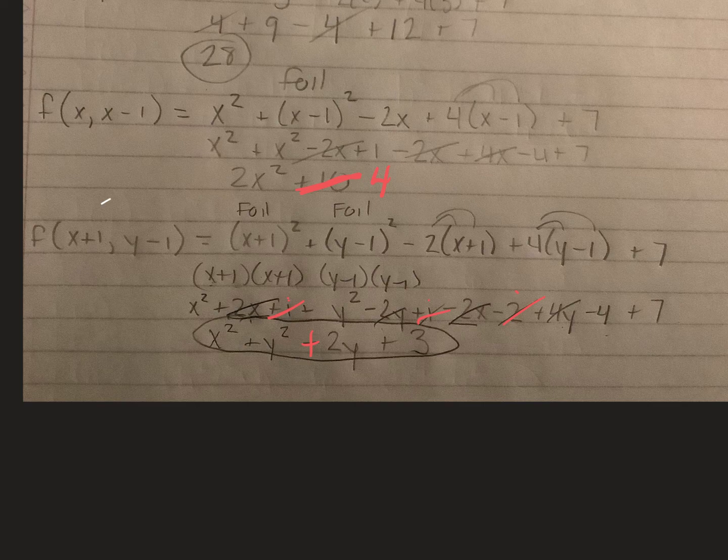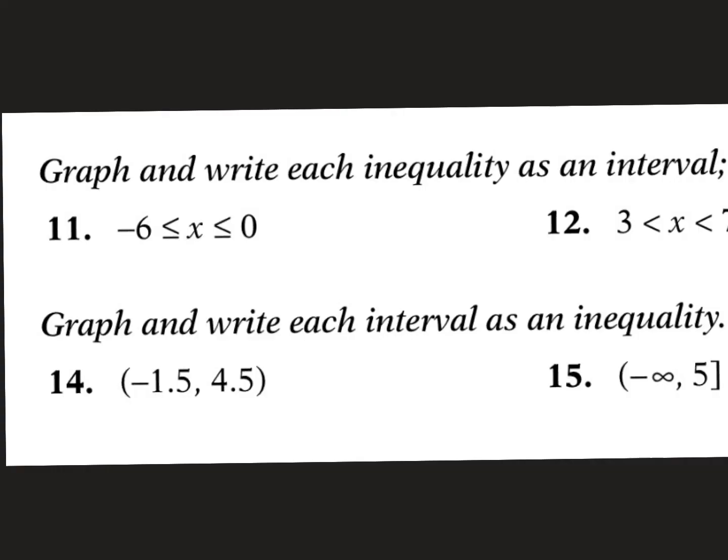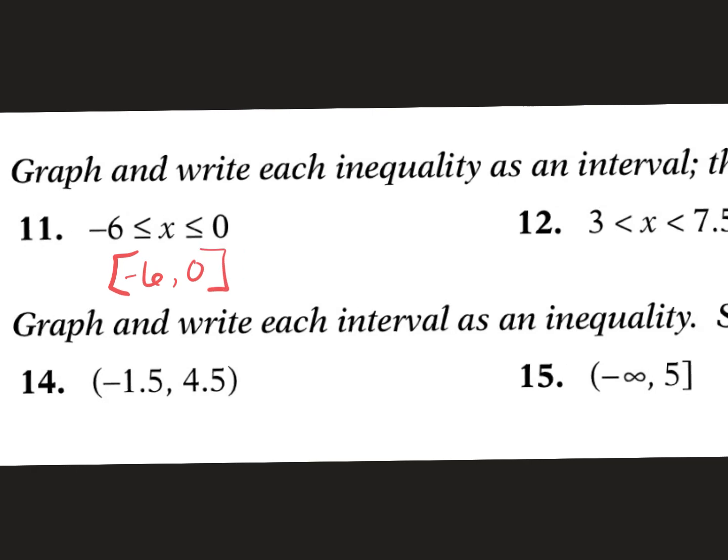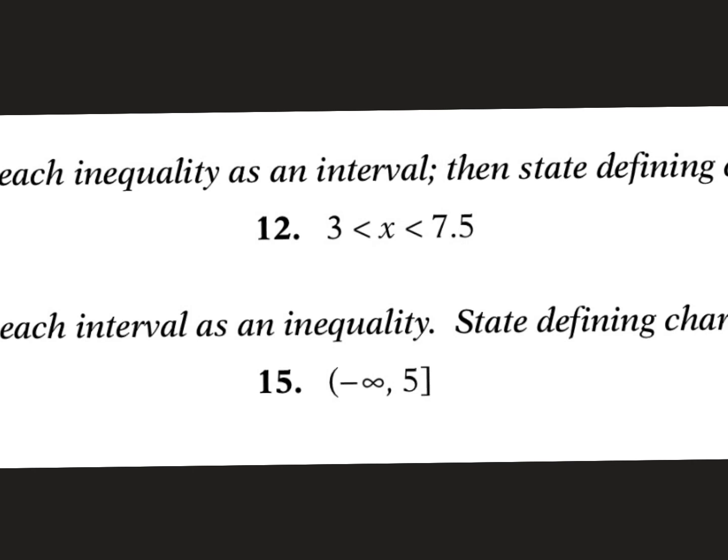Okay, hopefully you guys were able to follow that pretty well. And then the last part of this was our interval notation. So 11 should be negative 6 and 0 with brackets. 12, that's an open interval, so parentheses.